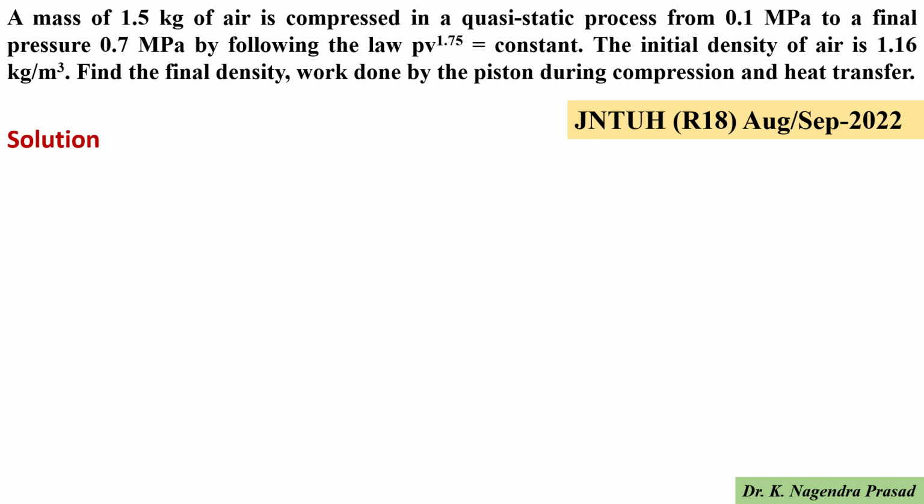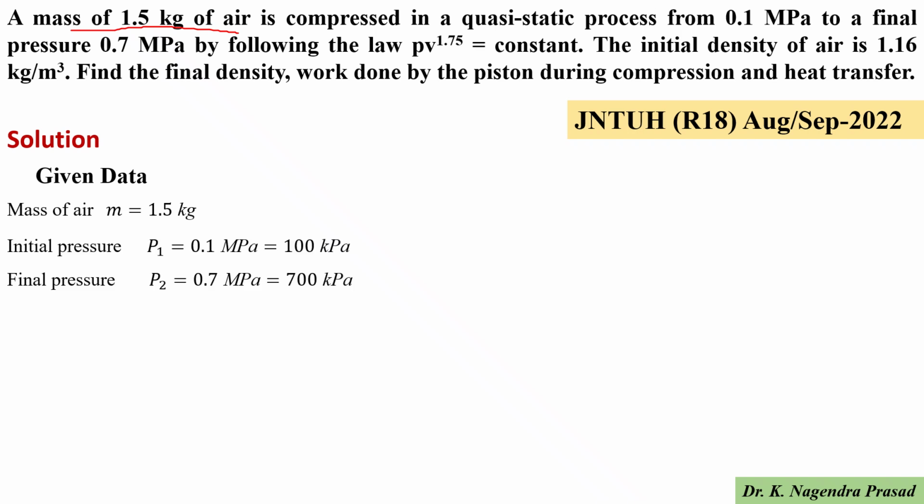So let's see the solution. First we have to write down the given data. Here it is given a mass of 1.5 kg of air, so let's consider small m equal to 1.5 kg. The initial pressure as well as the final pressure are given. The initial pressure is 0.1 megapascal, which is equal to 100 kilopascal. Similarly, the final pressure P2 equals 0.7 megapascal, which is equal to 700 kilopascal.